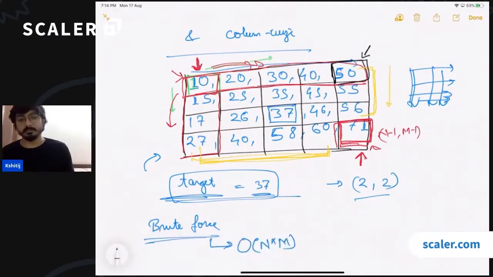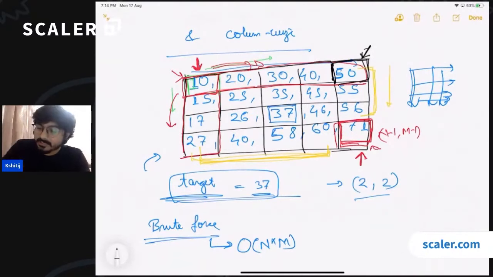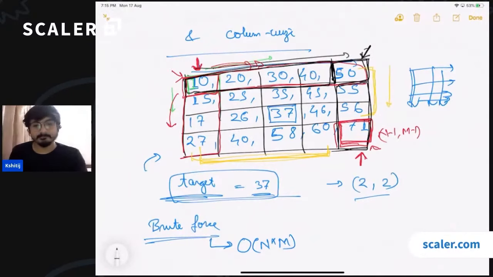Now, can you guys figure out a pattern? If I'm standing at this point, if I'm standing at 50, what can I say about all the elements present in the first row and all the elements present in the last column? If this row is sorted in ascending order, can I say that all the elements of this row are going to be less than 50? Similarly, all the elements of this column will definitely be greater than 50. Is it going to help us make any decision?